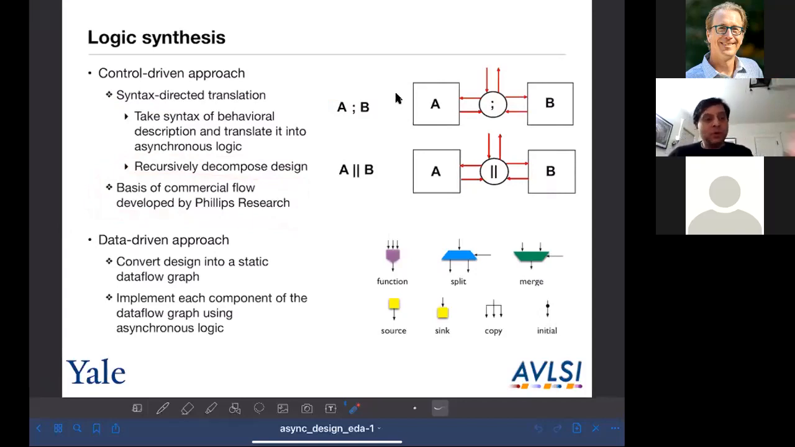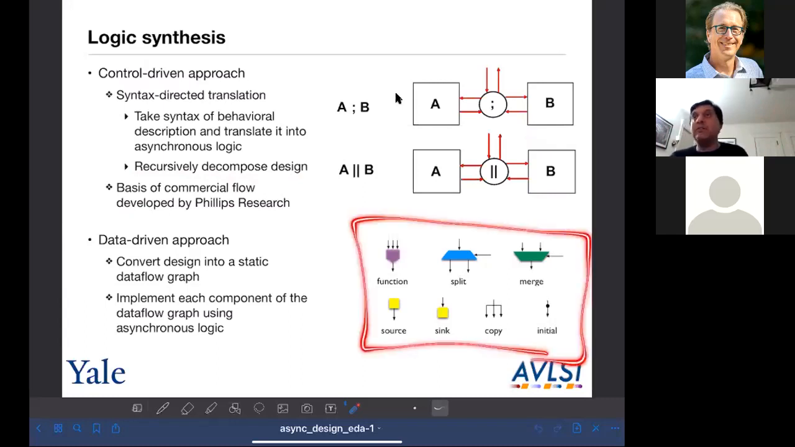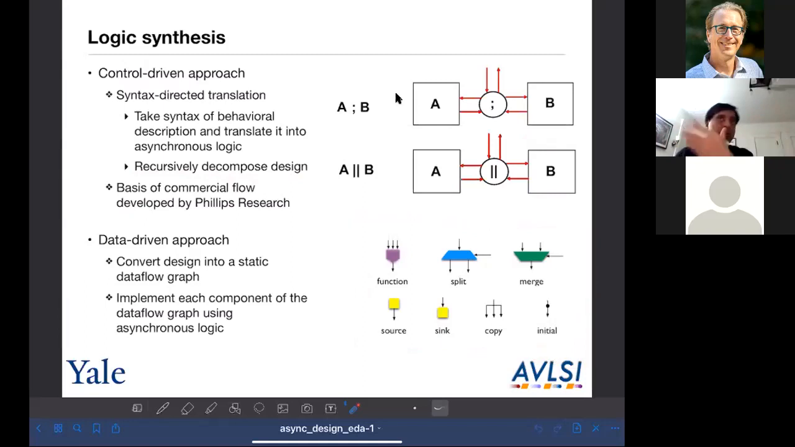An alternative synthesis approach, which is also quite mature, is what's called a data-driven approach. In this approach, you take your behavioral description and decompose it into a data flow graph. Then you build each data flow component using asynchronous logic, and you end up essentially getting a static data flow machine. It's all implemented with asynchronous logic, and it turns out that this is also a pretty mature way to do things. This approach usually gives you much smaller, much more power efficient circuits. The other approach usually gives you very fast circuits, but pretty power hungry, depending on how you do it. So that's another trade-off.